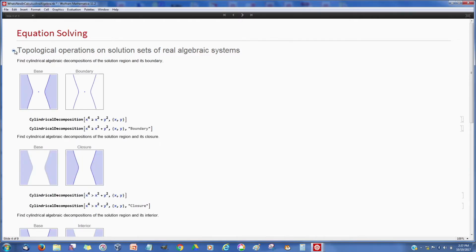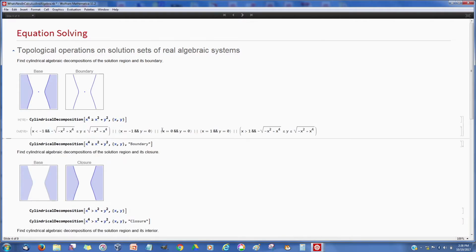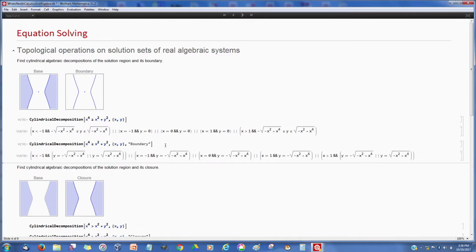Now for some improvements in equation solving. One of them is we can compute topological operations on solution sets of real algebraic systems, equations and inequalities. So for instance, here is the semi-algebraic set described by one inequality. We can compute cylindrical decomposition, which means we can solve the inequality, get an explicit description, and we can also get the explicit description of the boundary of this set.